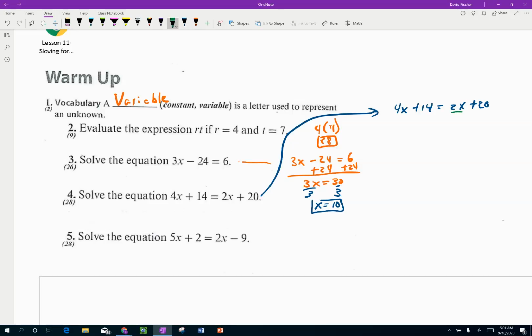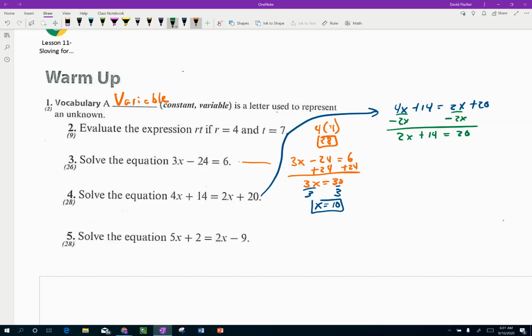I like to do my variables first, so that way, like yesterday, if they cancel out, I already know if it's a no solution or one solution, or if they're canceling out, it's no solution or infinite solutions. So I'm going to subtract my 2x's. I still have some x's, so I know there's at least one solution for this problem.